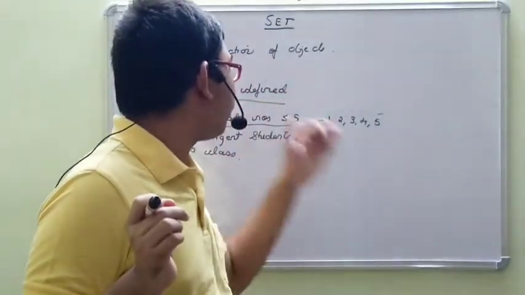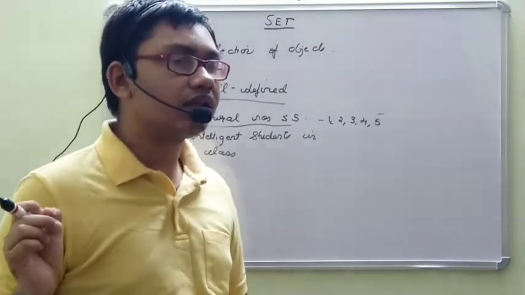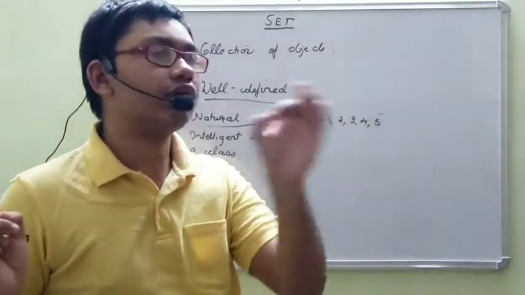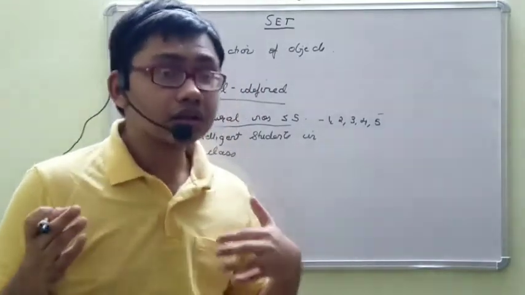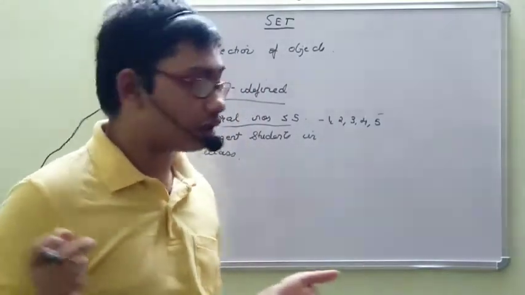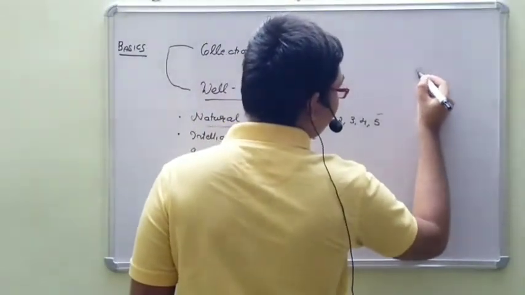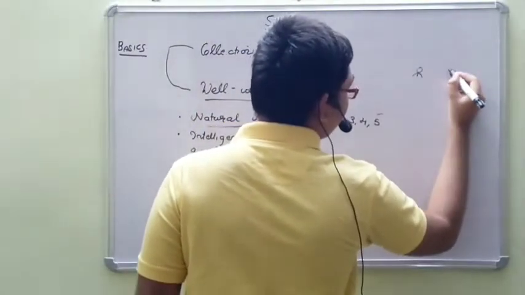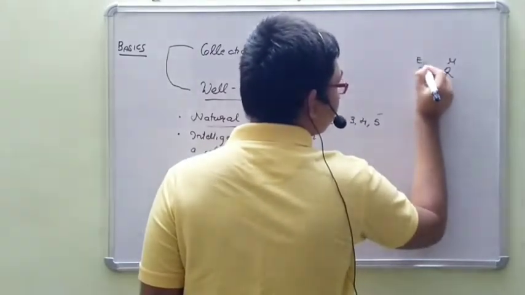Now, the set of all intelligent students in a class. Tell me, when you are seeing a student, can you tell whether he is intelligent? Maybe you will say yes, because it's a general opinion. A few students are intelligent. But let me tell you an example. There are two teachers: one is a maths teacher and one is an English teacher.